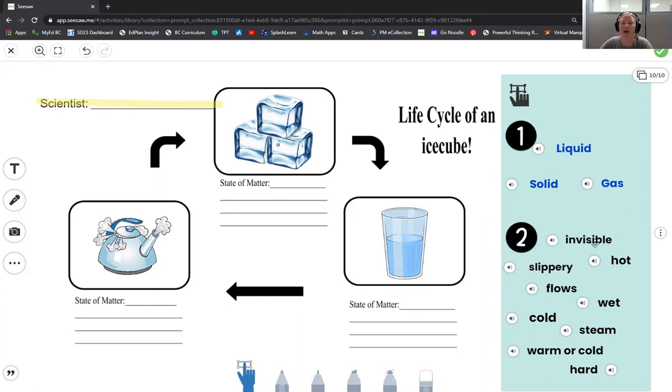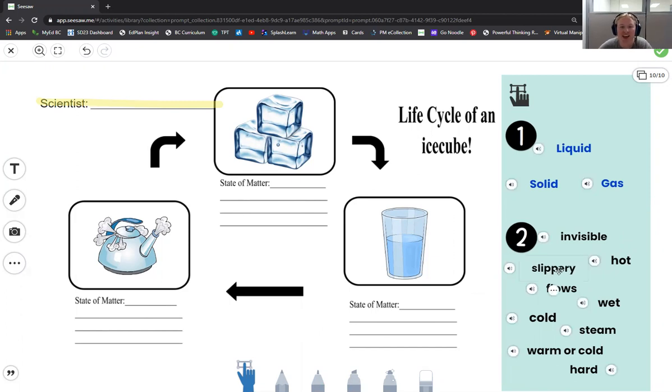You need to figure out all of these words, which ones they go with. So this one says invisible. Grade ones, which one out of the three is invisible? Is ice invisible? Is water invisible? Or is gas invisible? And whichever one you think it is, I want you to drag it over and put it on one of the lines, okay? And you have to go through each word. So let's go to another one.